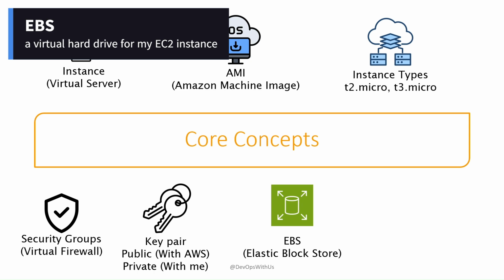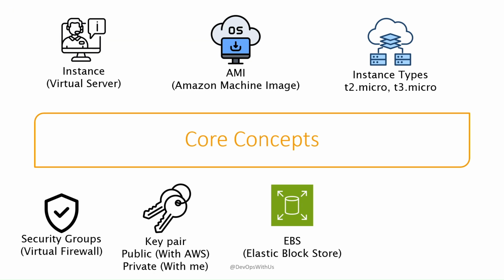Then comes Elastic Block Store. I think of EBS as a virtual hard drive for my EC2 instance. It is where the operating system is installed and where I store my files. These volumes are persistent, meaning the data remains even if I stop and start the instance.